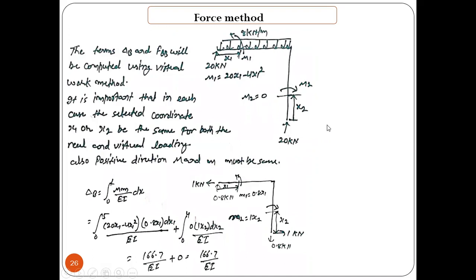Just take the moment about any of the support points. So basically, I'm just doing 8 into 5, which is 40. So the reaction at this point will be WL by 2, and there will also be WL by 2. I hope you are getting this point, I'm just explaining it to you.